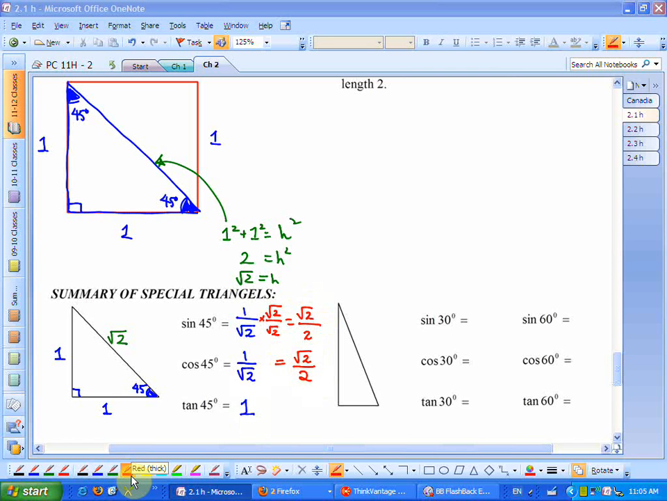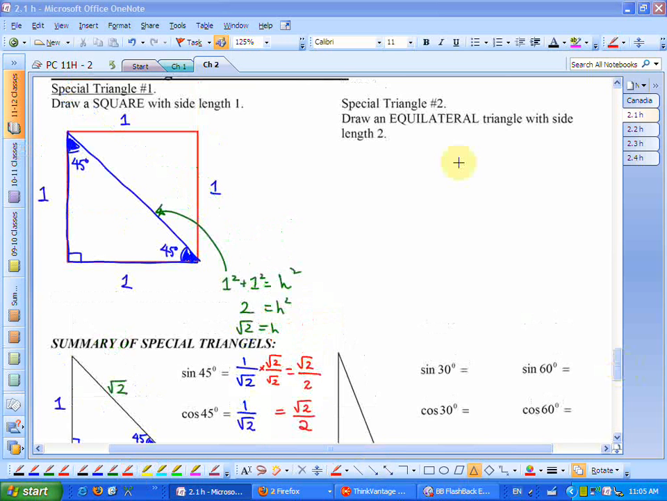Now, we're going to do the same thing with one other triangle, and then I'm going to tell you that you're going to have to memorize these ratios. You'll need to memorize them for this last question. You'll need to memorize them for next day. So that's why I'm showing this to you now. All right, let's draw an equilateral triangle now over here.